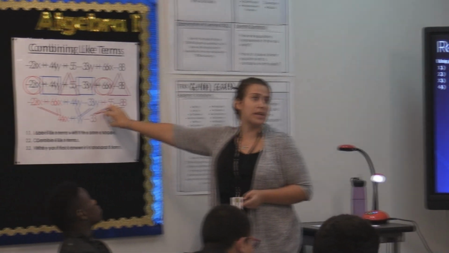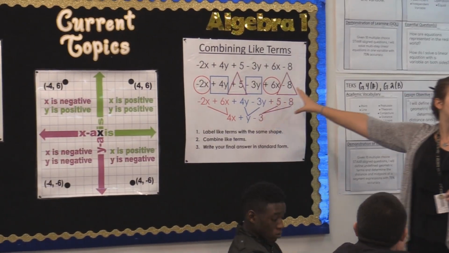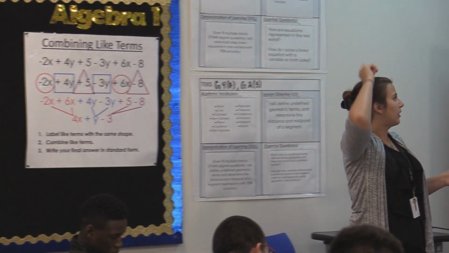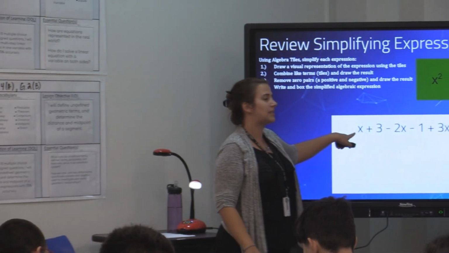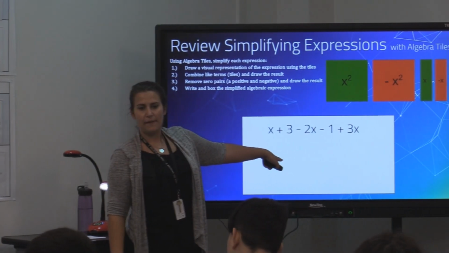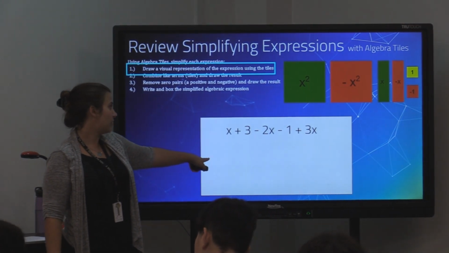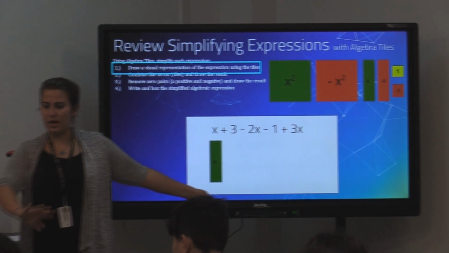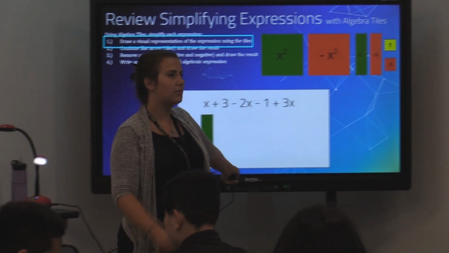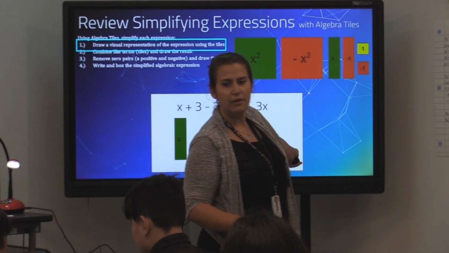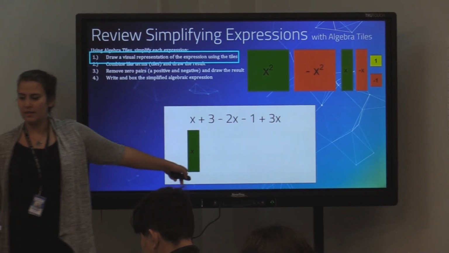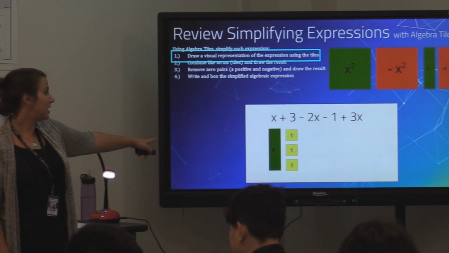We just want to simplify it, just like you were doing in your quiz. Algebraically, we worked on it last week using symbols to organize our information. Another way to look at it is visually. So if my first term is an x, what am I going to put first? A long green rectangle. So on your desk, I should see one long green rectangle pulled out. Now we have a positive 3. So what should we put next? Three yellow squares.